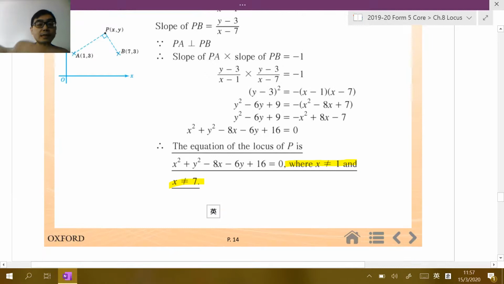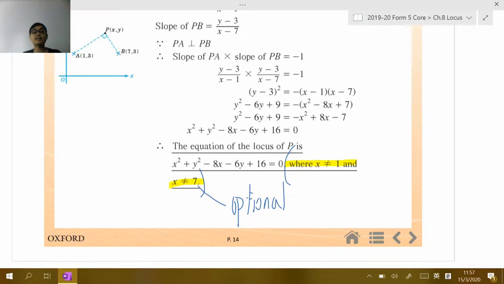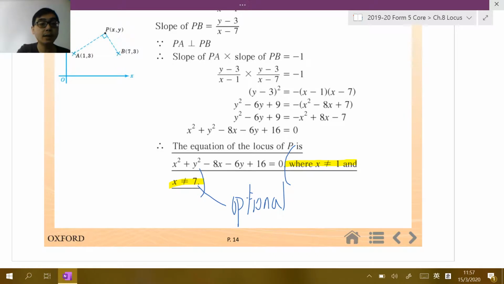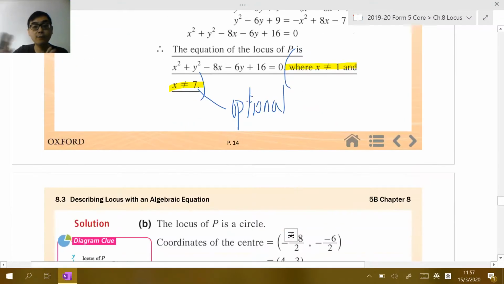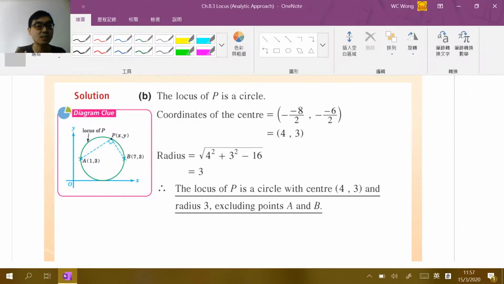But do remember that in DSE, this one is optional. That means even if you forget to exclude the point, it is okay as the answer. We just need to write the equation. Even if you haven't rejected the point that coincides, we still accept this as the answer. That means this yellow part, you can just omit it. Even though PA and PB are not valid expressions when they coincide, you can still accept it for the locus. It's quite special in locus because you don't need to reject some of the things here.